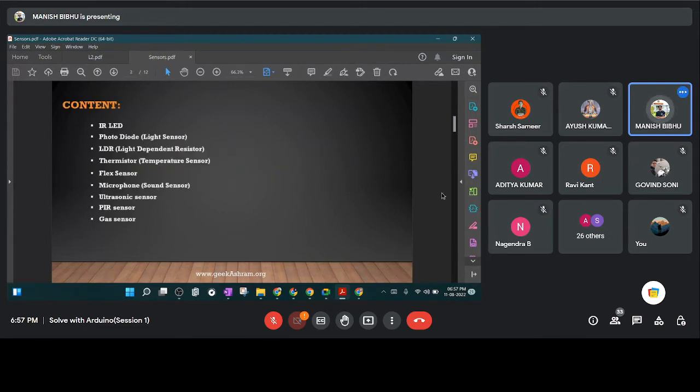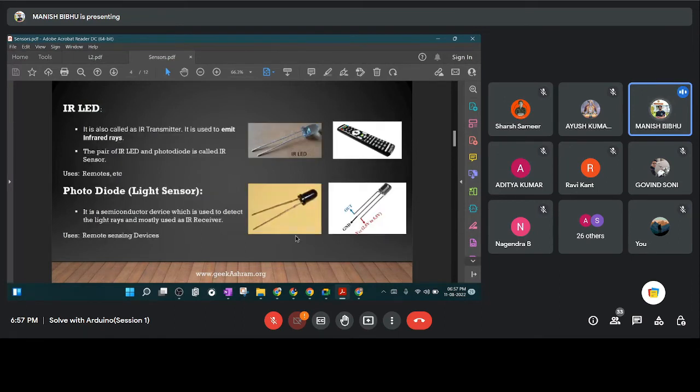Okay, so basically we will learn about some sensors like infrared photodiode, LDR, thermistor, flex sensor, microphone. They can be used for many projects.